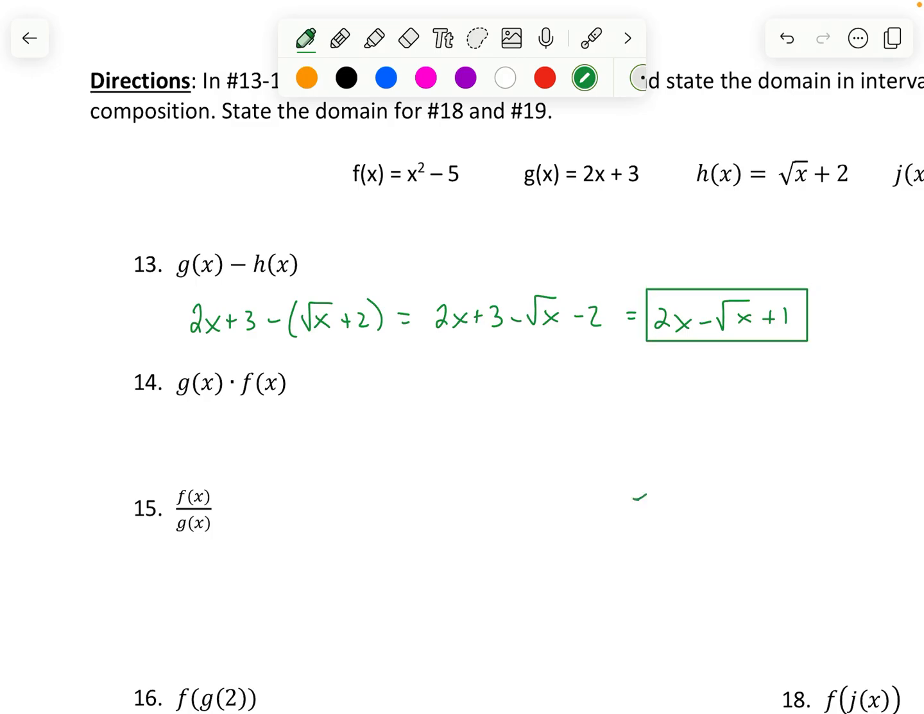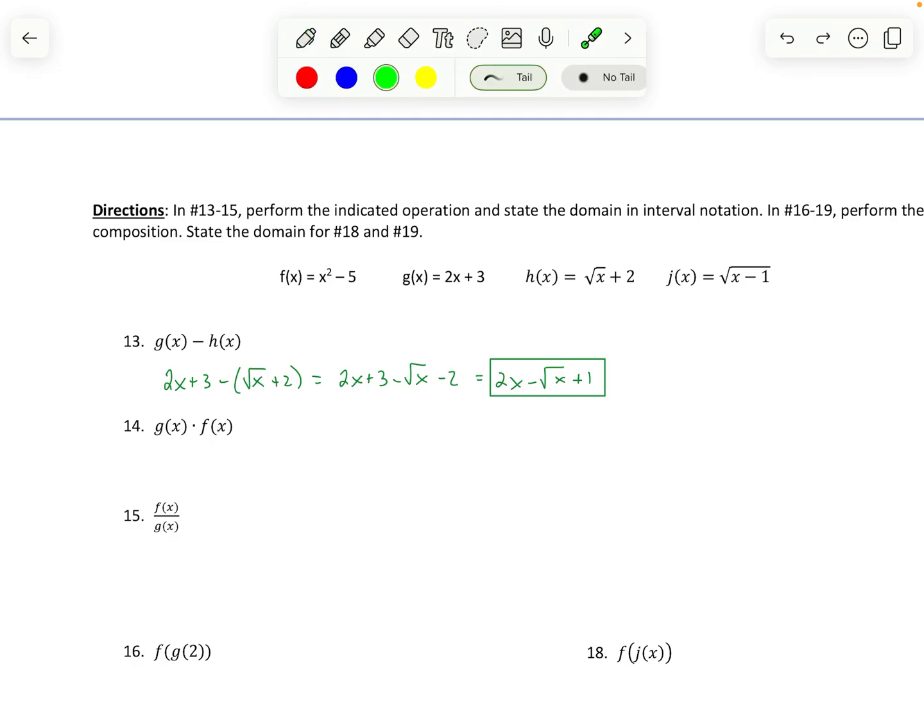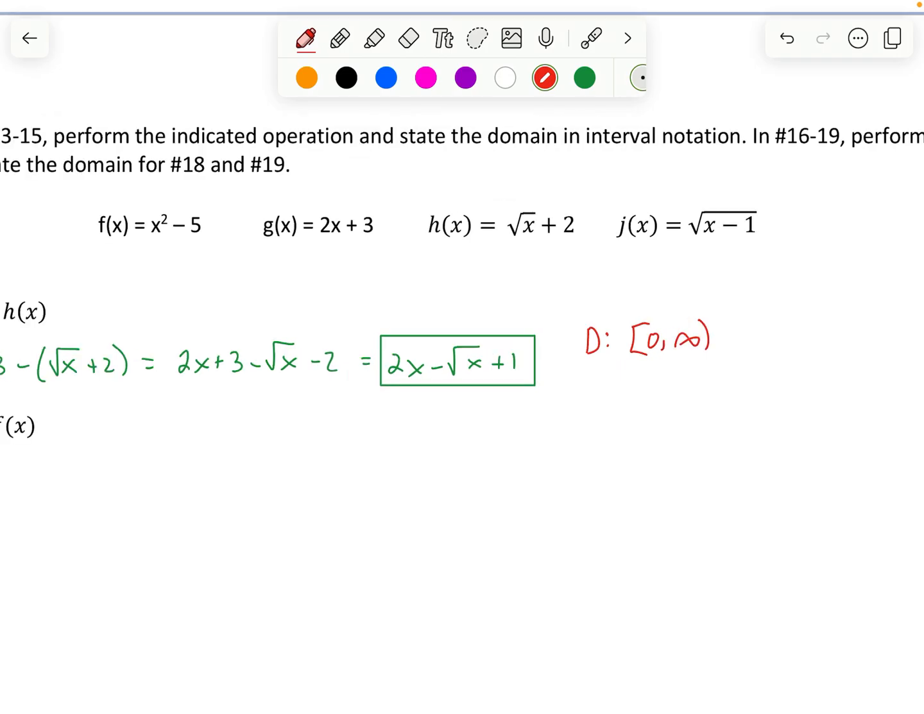And that is it for that one. And then we need the domain. So the only thing going on here is we have the square root, and we can't square root negative numbers. So our domain has to be x is greater than or equal to 0. So 0 to infinity because of that square root piece.